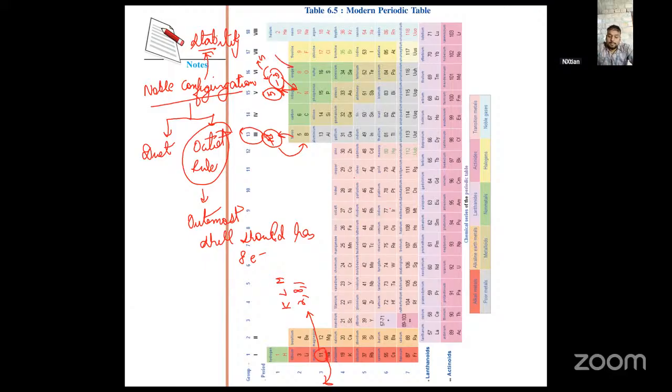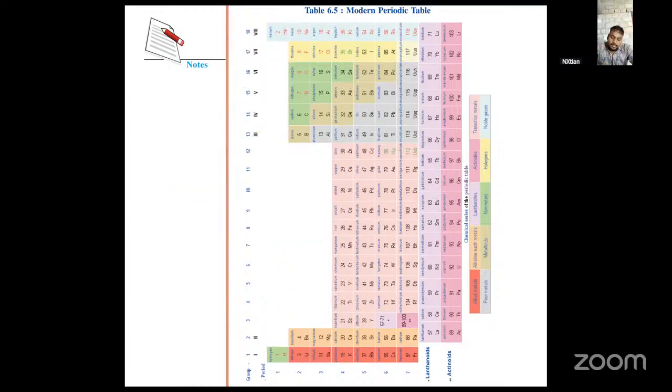In the same way, for example, 16. So 16 means the outermost shell has how many electrons? 16 minus 10 is basically 6 electrons. So 6 electrons are there. For achieving the octet, what are the options, Miracle? For having an octet, what are the options oxygen has?